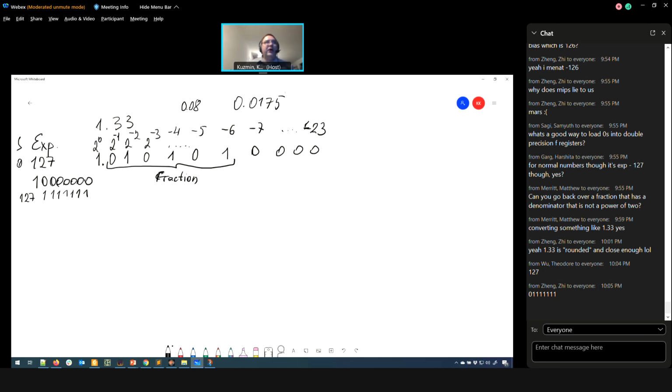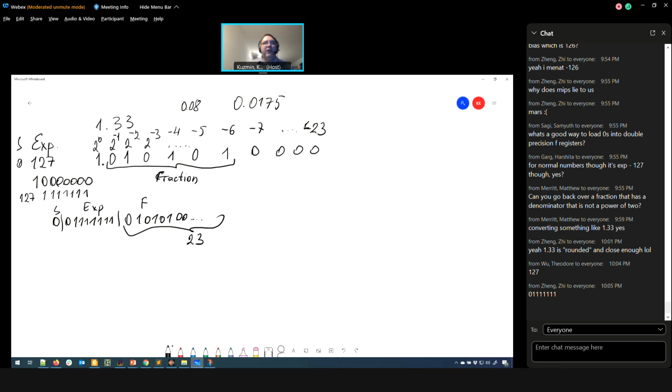All right. So this is the sign, and then we have 8 bits: 0, 1, 1, 1, 1, 1, 1, 1. All right. So we can put those for now. This is the sign, this is the exponent, and this is the fraction. It's going to be 0, 1, 0, 1, 0, 1, and all zeros, right? So a total would be 23.